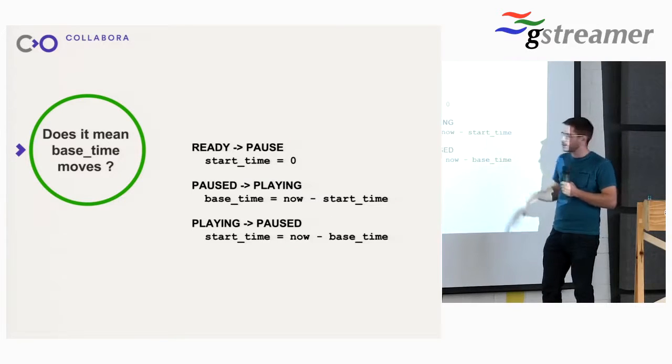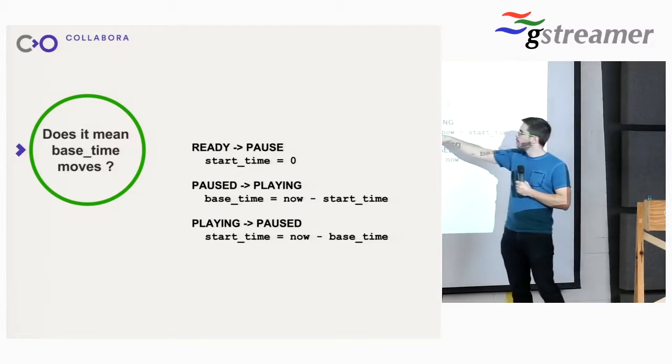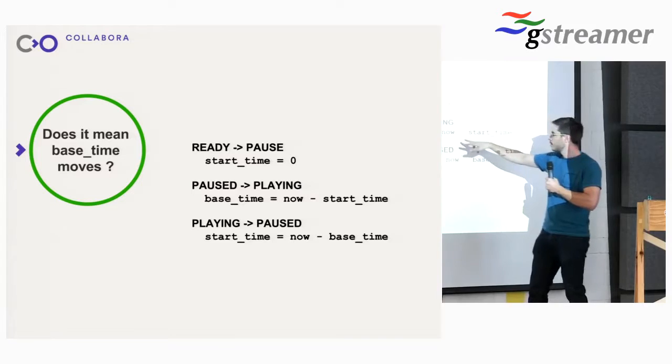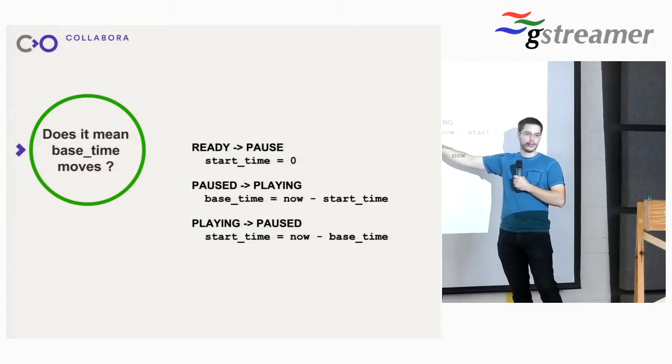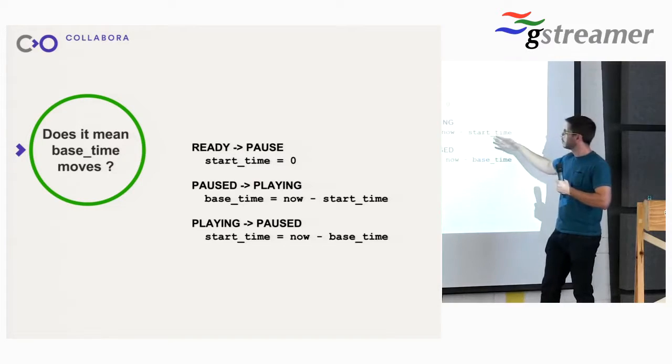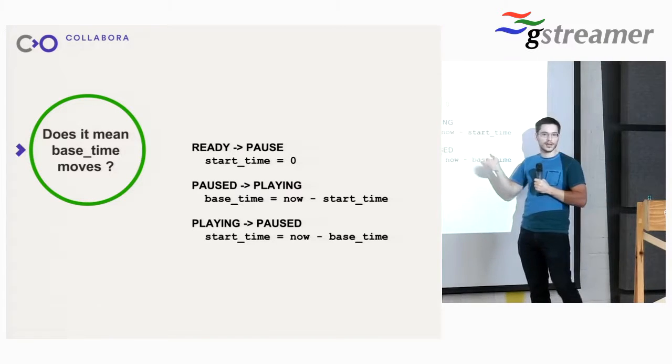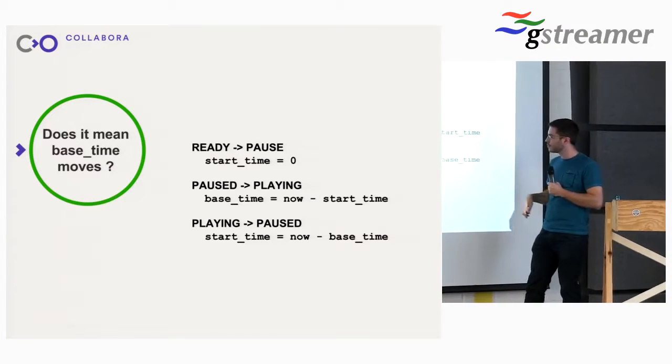Because running time starts at 0, right? Then later, when you go to playing, you want to set the base time. The base time is a clock time. So it's going to be now minus 0. So it's going to be now. It's going to be a time on the clock right now.